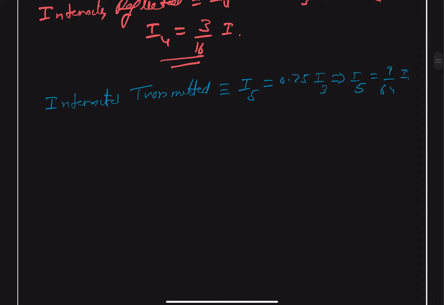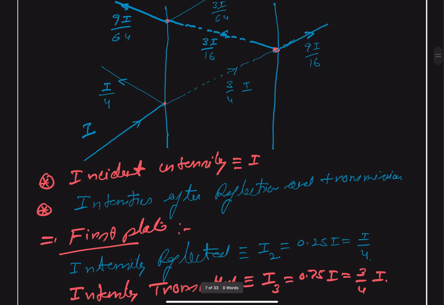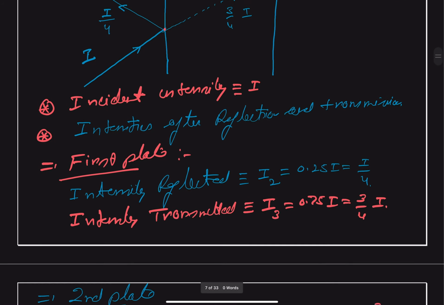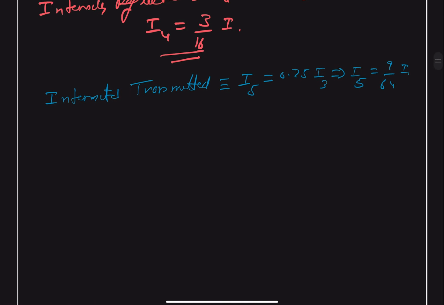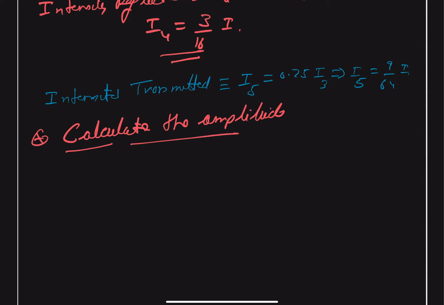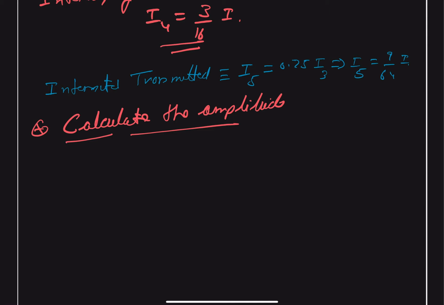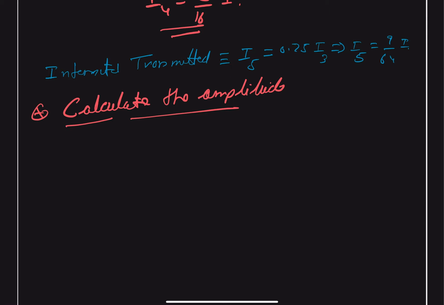Now we can calculate the amplitudes, because it is said that we have to find out after one reflection at each plate. So next we are going to calculate their amplitudes. And we know that the intensity is directly proportional to the square of the amplitude.